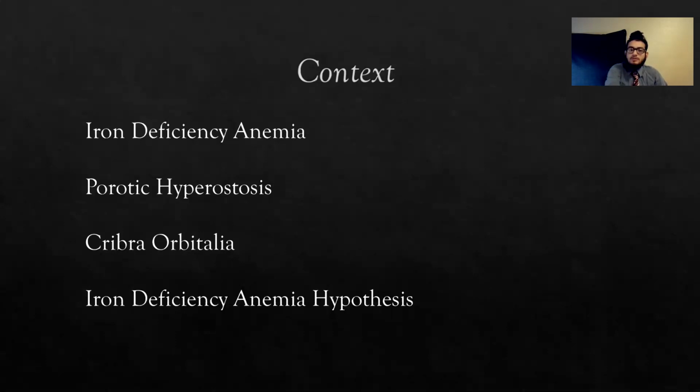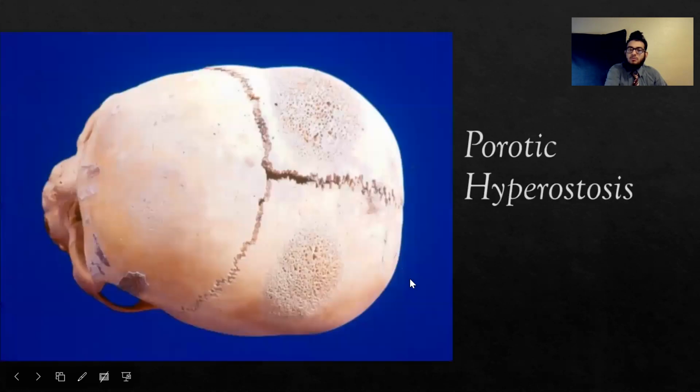Next, Porotic hyperostosis is a pathological condition which is found actively only in adults, meaning that we do not find Porotic hyperostosis in younger individuals. This condition is identified by porosities or holes along the parietal bone, as we can see here in this individual. The parietal bone is just this area that we all have here along the side of our skull.